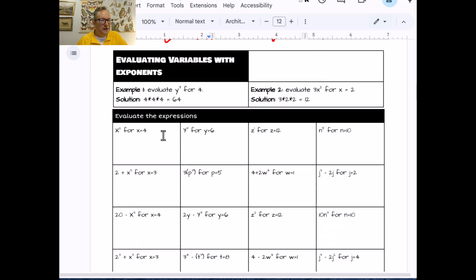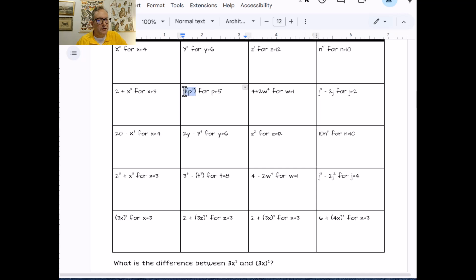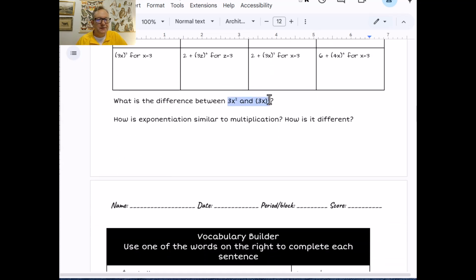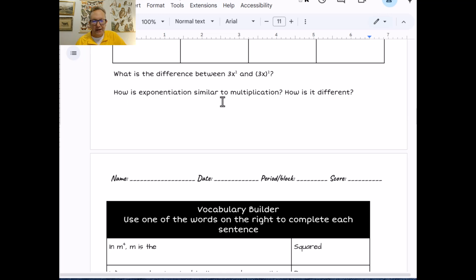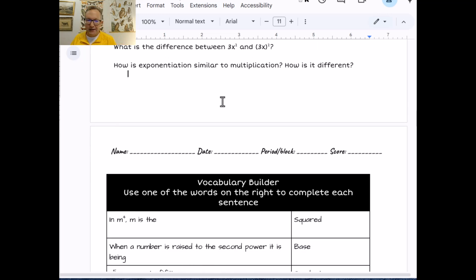And then finally, we're going to evaluate. So we've got an x squared, and we're going to plug in a 4. And then we got some a little bit more complicated. You got 3 times p to the 3rd power, or p cubed. And we want them to make the distinction between an exponent outside parentheses and next to a variable. And then we want to talk about how it's similar to multiplication. Hopefully they'll say it's repeated multiplication.